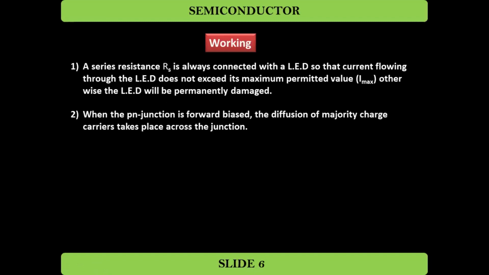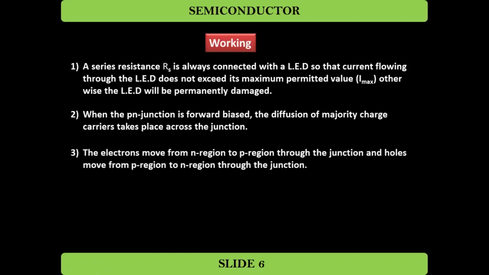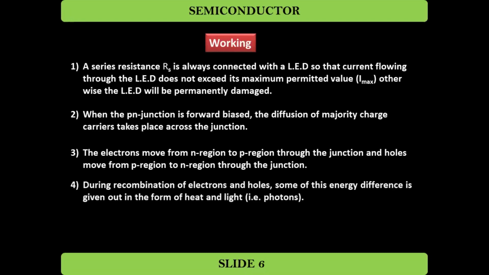Now let's talk about the working specifically from point 2. The PN junction is forward biased. The diffusion of majority charge carriers takes place across the junction. The electrons move from the N region to the P region, and holes move from the P to the N region. So there is a recombination of holes and electrons, and during this recombination some energy is given out in the form of heat and light. We call it photons. That's how a light emitting diode works.